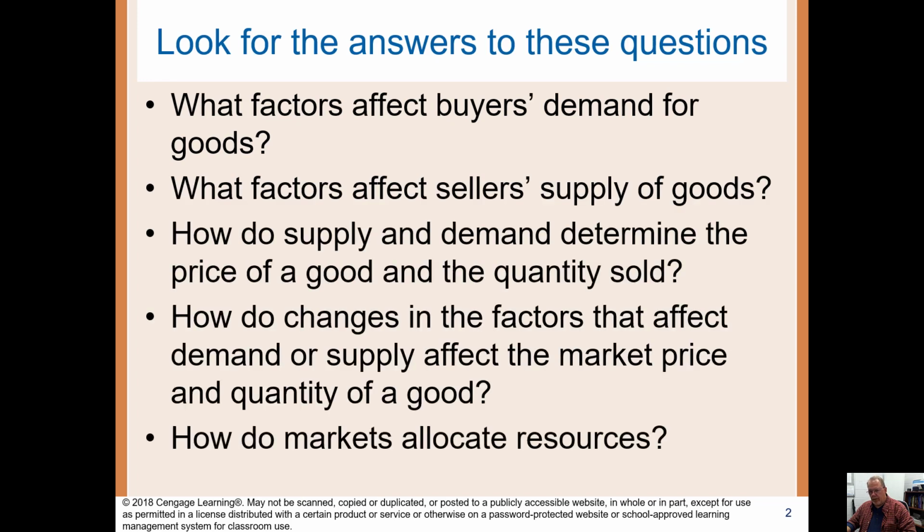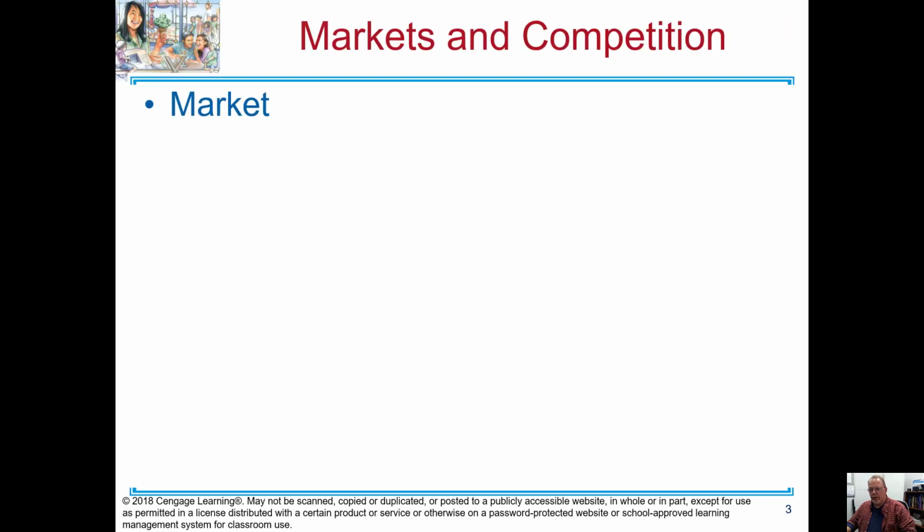During this chapter, we're going to look to answer these questions. What factors affect buyers' demand for goods? Factors that affect sellers? How do supply and demand determine price and quantities sold? How do changes in the factors that affect demand and supply affect the market prices? And how do markets allocate resources?